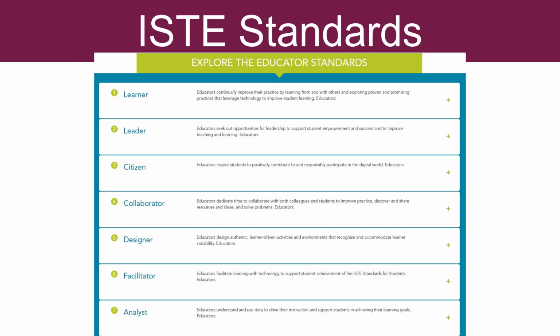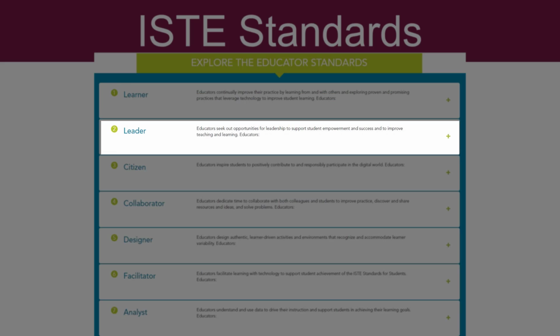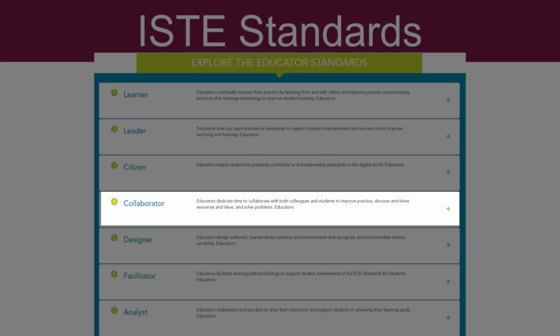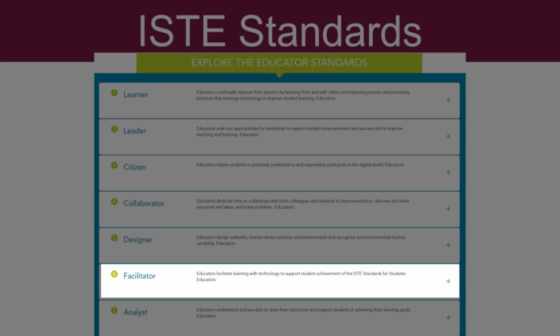The ISTE standards for educators are 7 standards that provide a clear roadmap for applying 21st century skills and mindsets to the craft of teaching. Adherence to these standards produces educators who are lifelong learners, who advocate for students, who model digital citizenship, collaborate with colleagues and students, and who use data to design and facilitate authentic learner-driven activities.